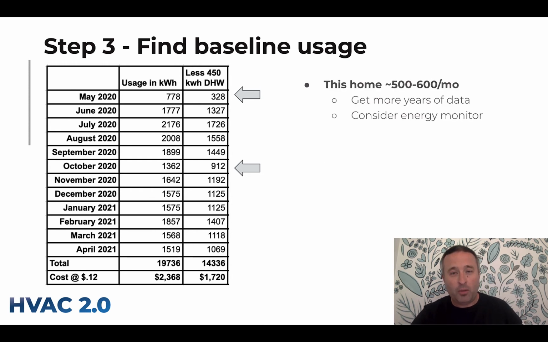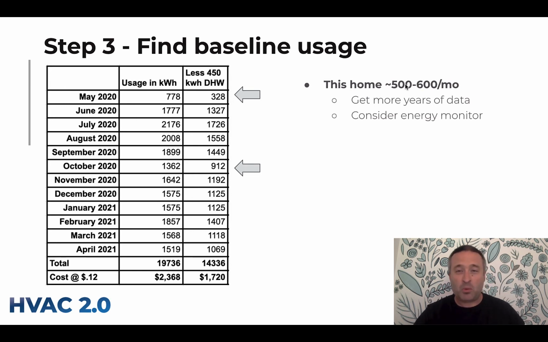So this home, this is a squishy one, because I don't like this 328. Subtracting out the water heater. I mean, maybe it's 400, but that's low. Again, I strongly suspect if you ask them, they were on vacation that month.